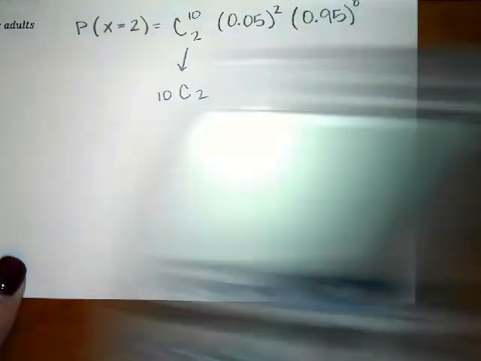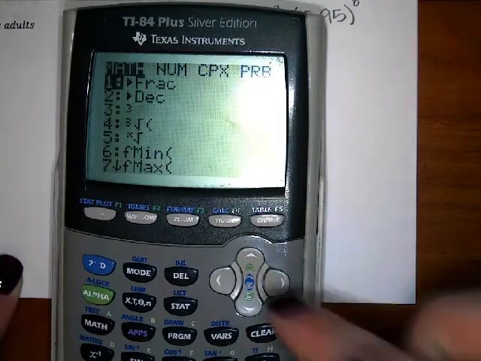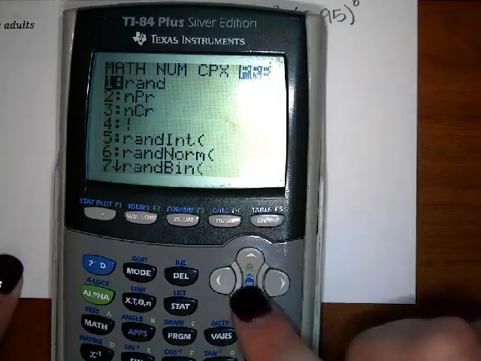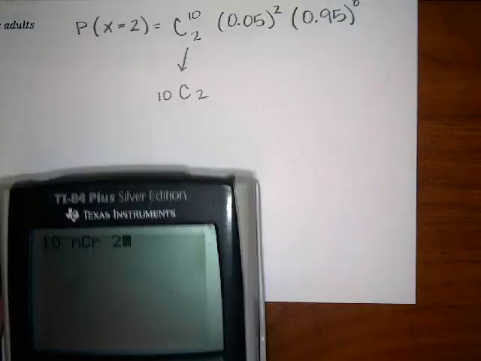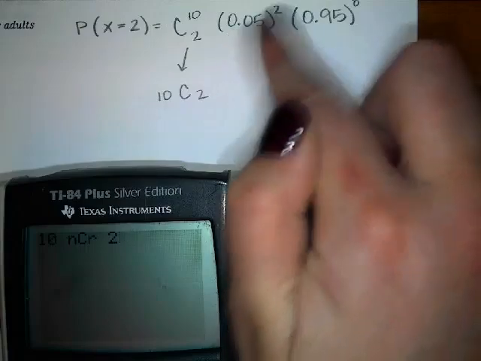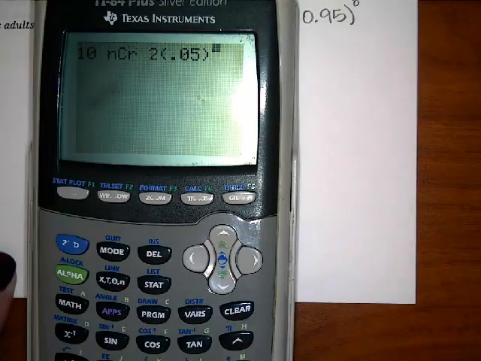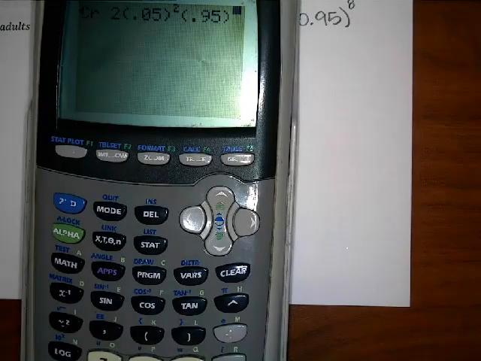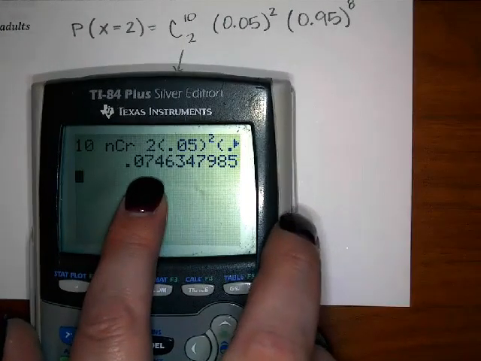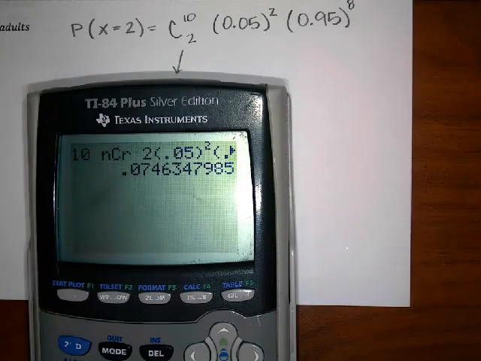So type in the 10 first, hit the math button, go over to the last column, probability, number 3. So 10 nCr 2. And so now we've plugged this in. Now we can do this part, and you can do parentheses, or you can just hit the times button. It doesn't matter. And then times 0.95 to the 8. And so this is the probability that out of 10 randomly selected adults, exactly 2 of them are cashless.